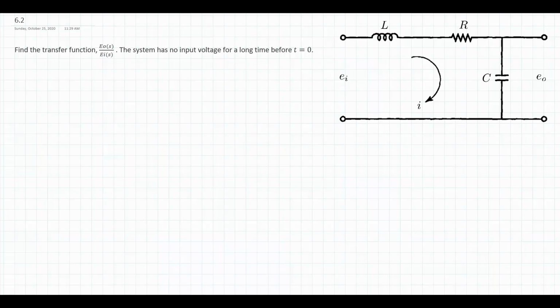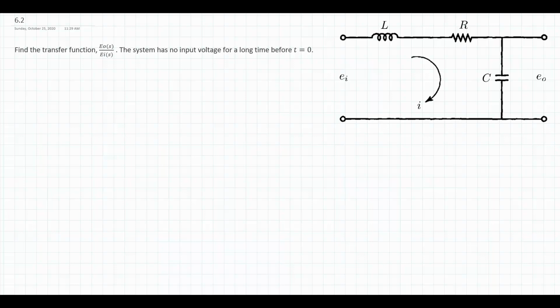In this electrical circuit problem, I have a single loop of wire, and I want to find the transfer function that's going to take me from some input voltage, EI, to my output voltage, EO. Now, really what the output voltage is, is the measurement of the voltage across the capacitor. You'll notice that how I'm measuring EO is this open wire.